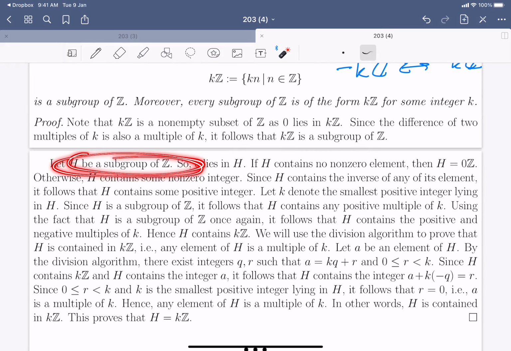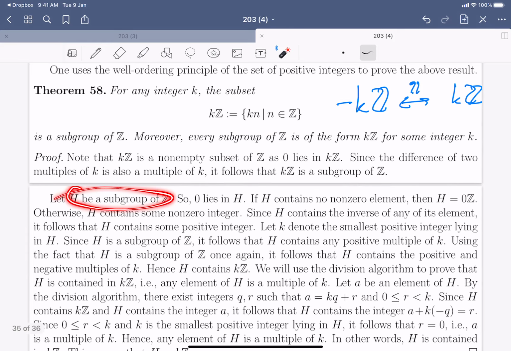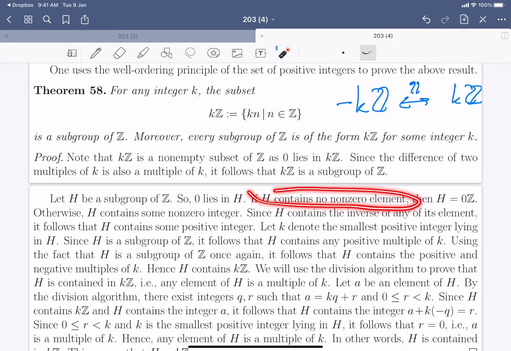So we pick a subgroup H of Z. We certainly know that 0 has to lie inside H. And if H contains no other element, in other words, it contains no non-zero elements, then H is equal to 0, and that is the same as 0Z, right? So we have proved the result for this subgroup H, that it is of the form K times Z, under the hypothesis that H contains no non-zero element.